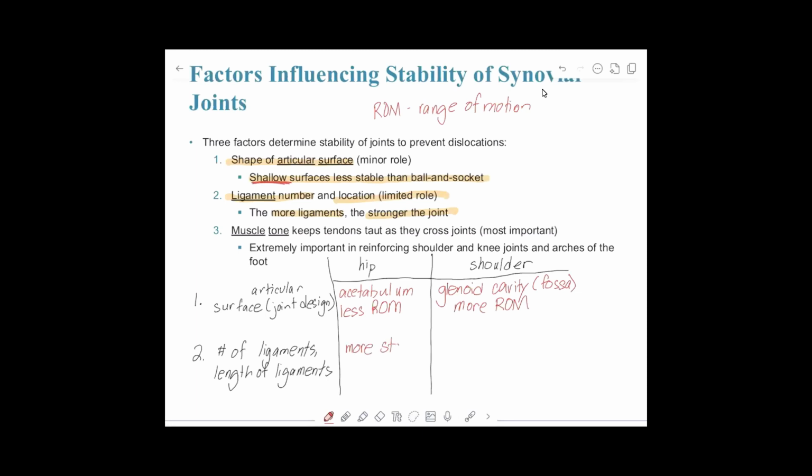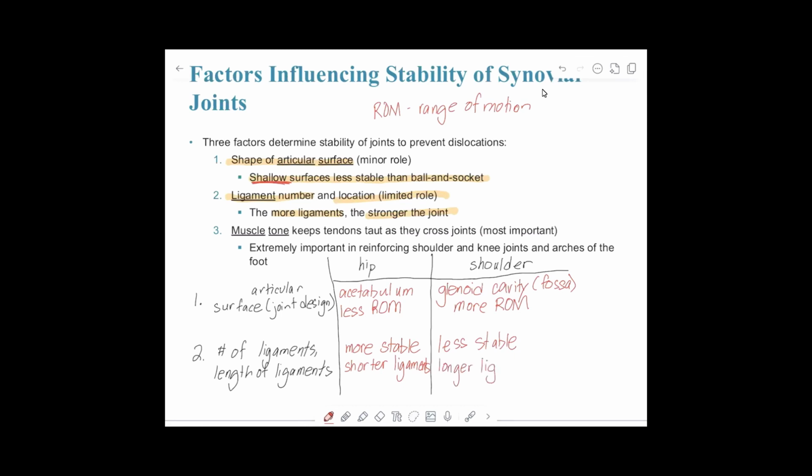Then when we look at the ligaments, the hip is more stable, which I think we all know. Obviously, a pitcher has a lot of range of motion with their shoulder joint, and the hip is more stable because the ligaments are shorter. So there are shorter ligaments there that stabilize it, whereas the shoulder is less stable. And the reason for that is there are longer ligaments.